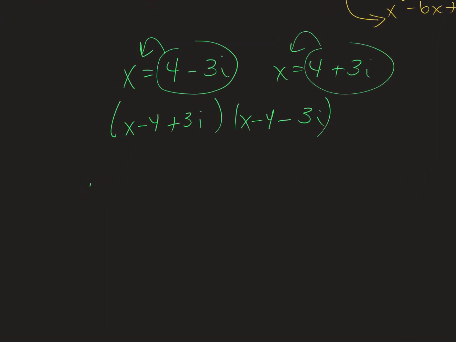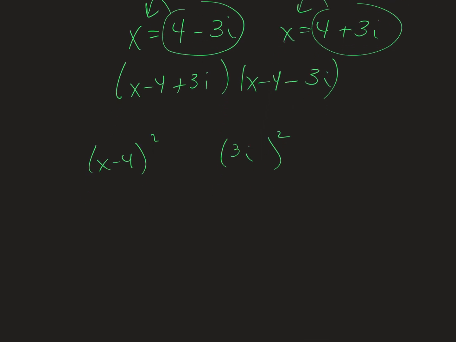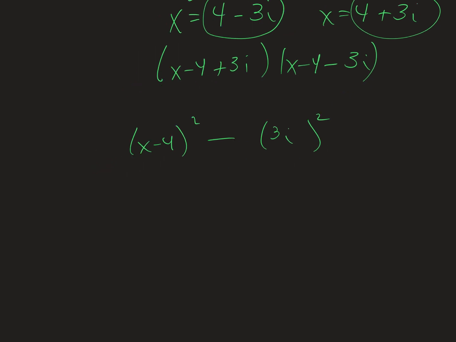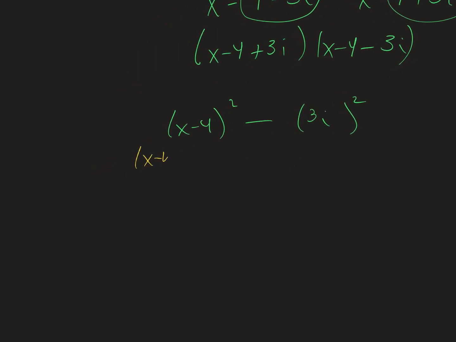Or you could say, wait a second, there's a shortcut here. I have x minus 4 how many times? Twice, right? So I square it. What's the second term that I have? 3i, okay. And then what sign goes in the middle? The minus. So if you're going to work this out, you have x minus 4 times x minus 4.